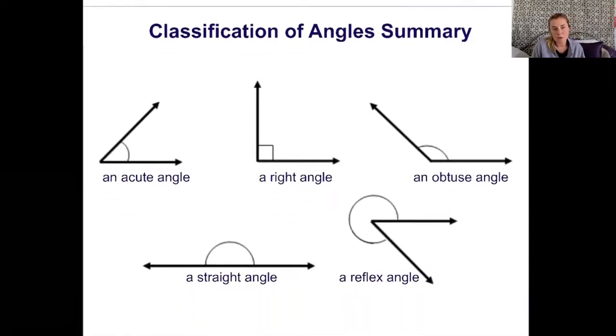Things to remember before you take your knowledge check: an acute angle is smaller than 90. A right angle is exactly 90. An obtuse angle is larger than 90. A straight angle is exactly 180. And a reflex angle is larger than 180.